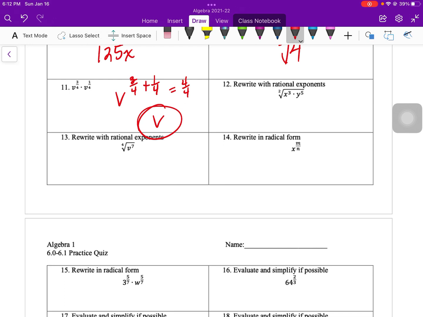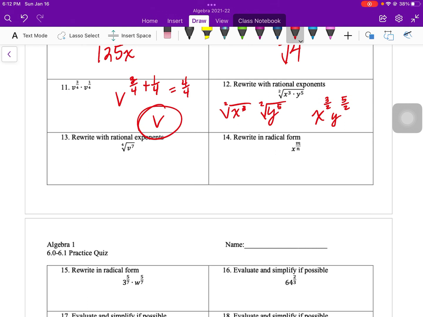Number 12, it says rewrite with rational exponents. Remember, x and y are not like bases, so you can't combine them. You want to think about this almost as 2 separate parts. It's like saying the square root of x cubed and the square root of y to the 5th. When you rewrite that with rational exponents, remember, it's power over the root, so x to the 3 over 2, and y to the 5 over 2. So x to the 3/2, y to the 5/2 is how that's going to look.